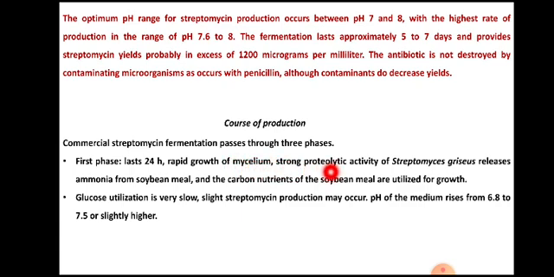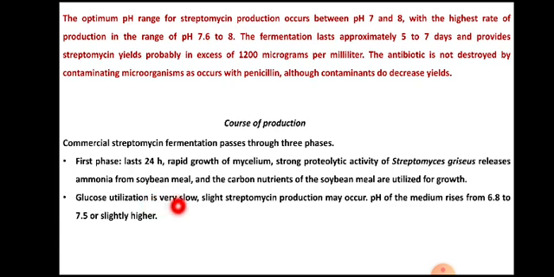Streptomyces has a very strong proteolytic activity, meaning it has the ability to produce proteases. Due to this, Streptomyces griseus releases ammonia. The nitrogenous compound present in the medium is soybean meal, and this soybean meal is degraded as a result of proteolysis, leading to the production of ammonia, and the carbon nutrients of soybean meal are utilized for growth. So the first phase is characterized by proteolysis and release of ammonia.